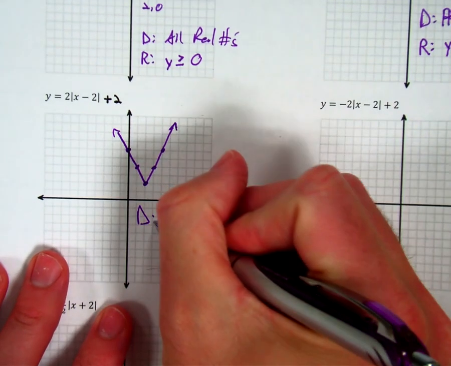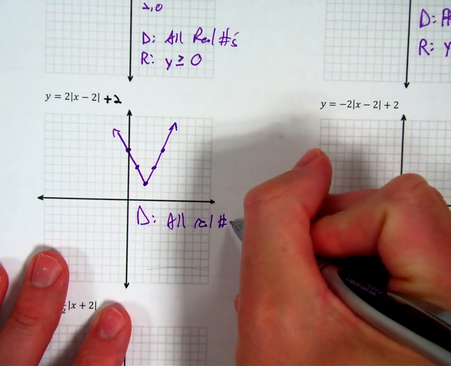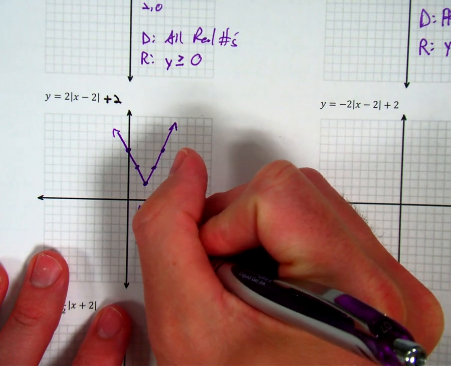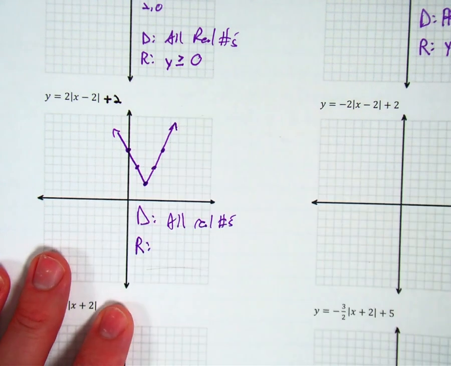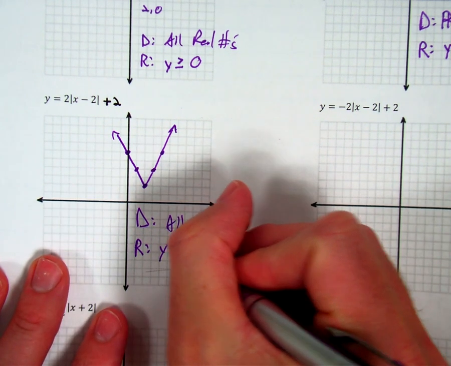Okay, domain, we got all real numbers again. And our range, it's steeper, but it still starts at 2 and goes up. So our range is still y is greater than or equal to 2.